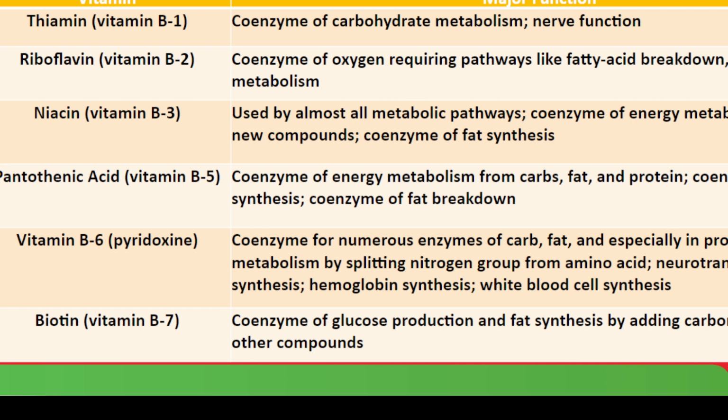Riboflavin, which is vitamin B2, is a coenzyme of oxygen-requiring pathways like fatty acid breakdown, homocysteine metabolism and everything. So for these reactions that require oxygen, riboflavin is right there. And niacin, which is B3, is used by almost all metabolic pathways. It is a coenzyme for energy metabolism, just like thiamine, and makes new compounds and is an enzyme of fat synthesis.